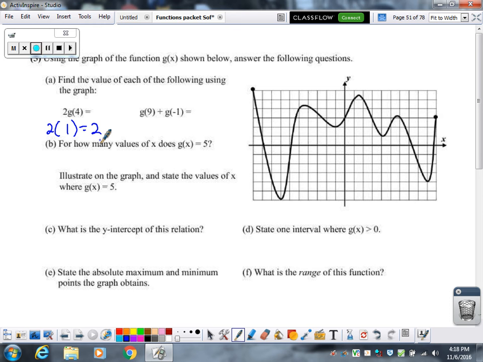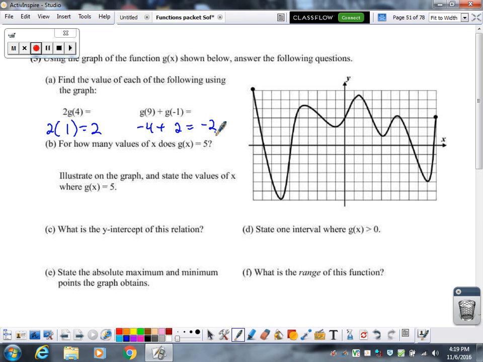Let's see, g of 9: 1, 2, 3, 4, 5, 6, 7, 8, 9. The y value is 1, 2, 3, -4. So we've got a -4 plus g of -1, which is 2. -4 plus 2 is -2. So again, you want to make sure that you know how to get those corresponding y values when it's written like that off the graph.